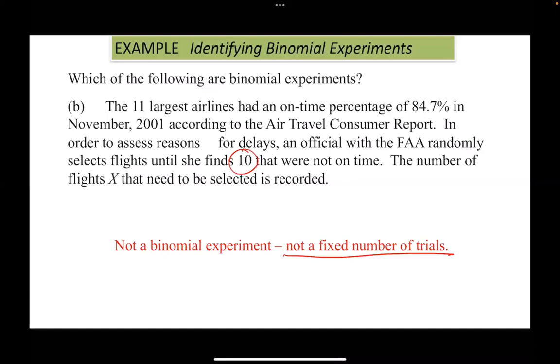Now, if they would have said they selected 100 flights at random and recorded the number that were not on time, that would have been a binomial experiment.